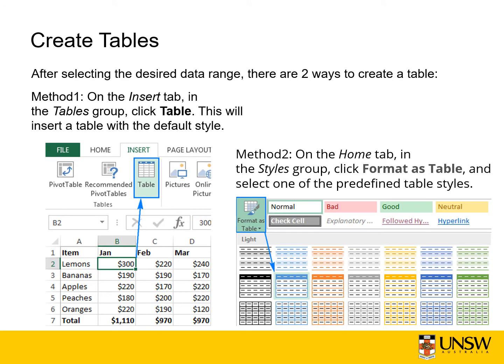In order to create a table in Excel, you should first select the data range that you want to convert into a table, or click on one of the cells and let Excel select the data range automatically for you. After selecting the data range, there are two ways that you can use for creating your table. The first method is going to the Insert tab and clicking the Table button. The second method is going to the Home tab and clicking Format as Table and selecting one of the templates. This method is better than the first method because you can select the desired theme as well.